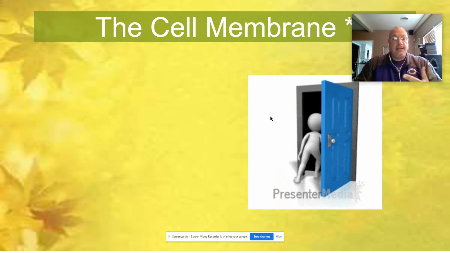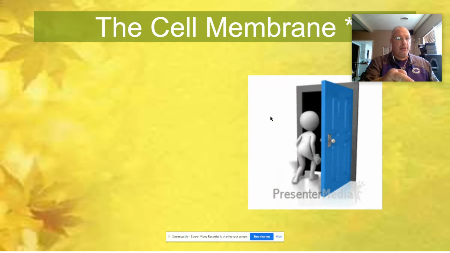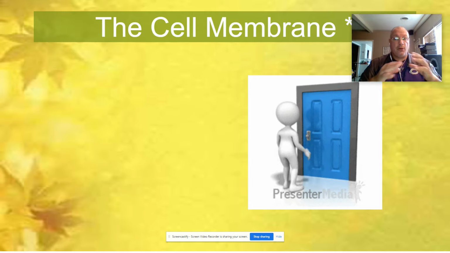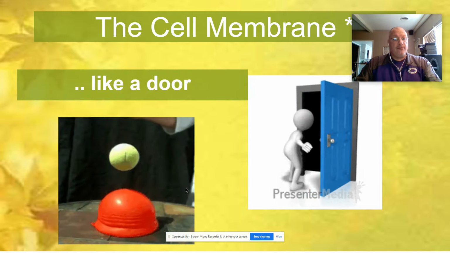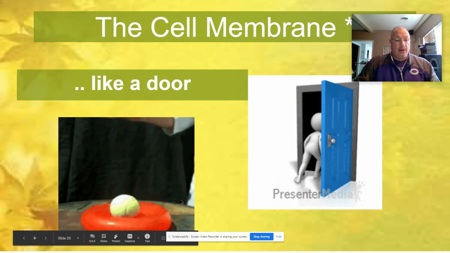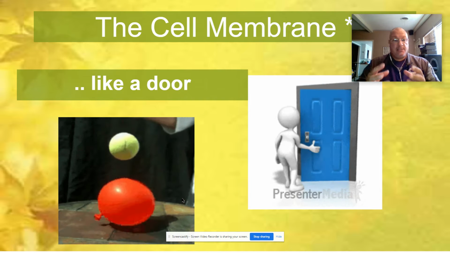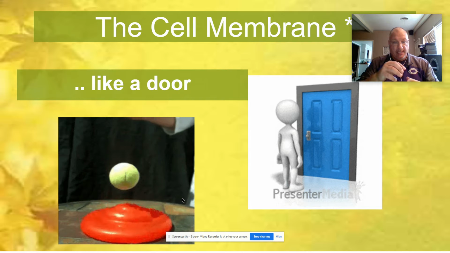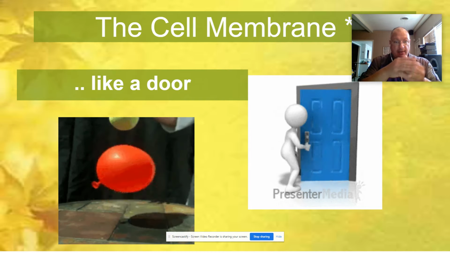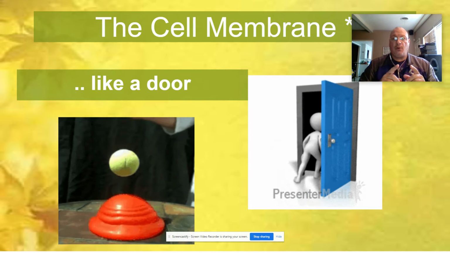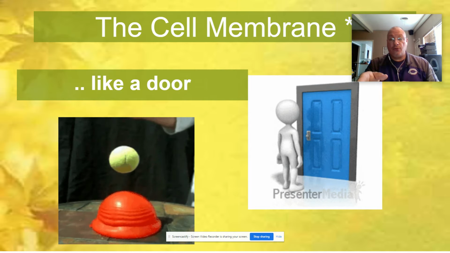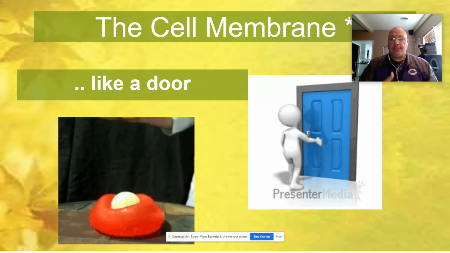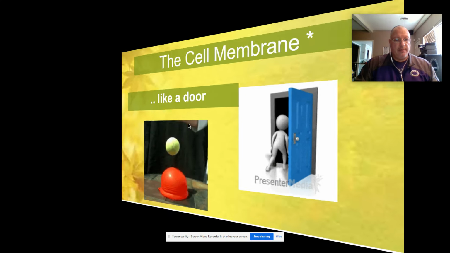Another way to think about it is it's a door. If you want to enter the cell, you've got to go through the door, got to go through the cell membrane. So just like this GIF, this balloon here is the cell, and the tennis ball obviously is way too big to get through the side of the balloon, so it prevents it from going in. And so if you're going to go into the cell, use the door, go through the cell membrane. If you're going to go out of the cell, you have to use the door, go through the cell membrane.